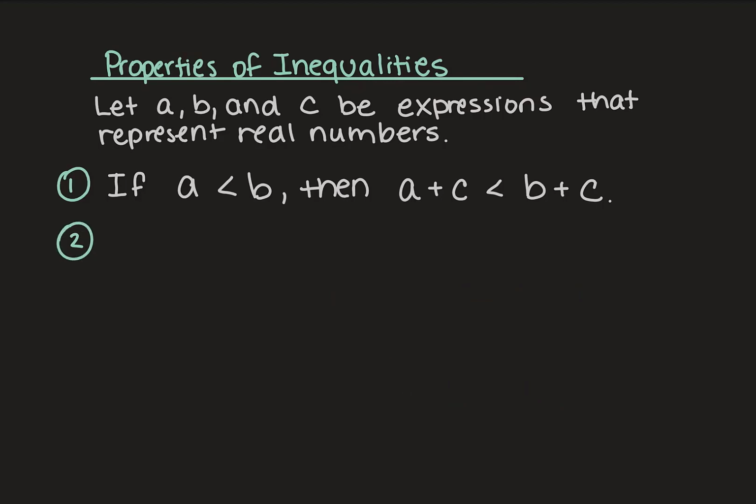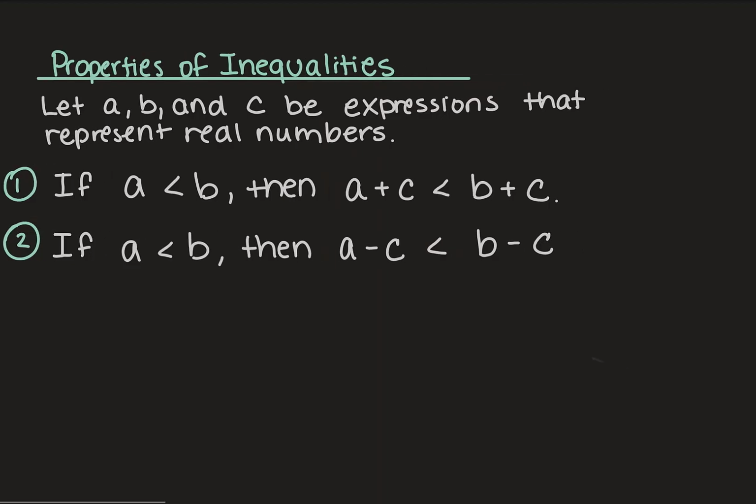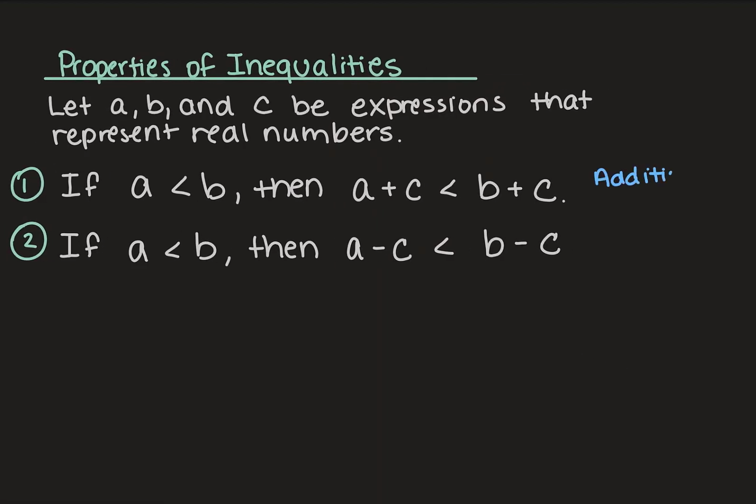The next property tells us that if a is less than b, then a minus c is also less than b minus c, meaning we can subtract the same number from both sides of the inequality and it will still be equivalent. These properties are known as the addition property of inequality and the subtraction property of inequality.